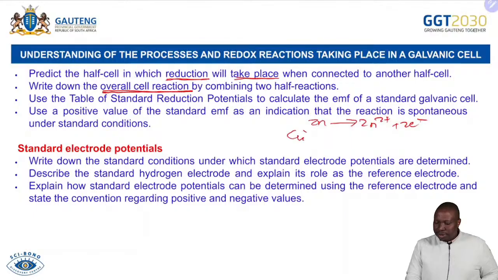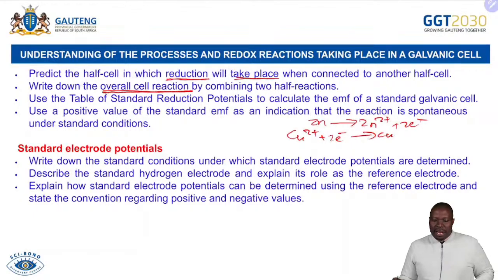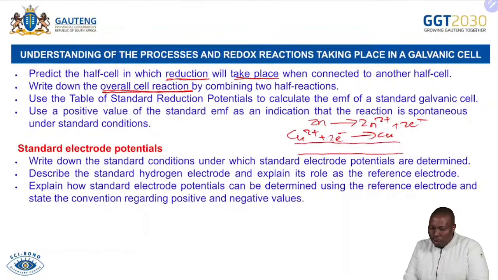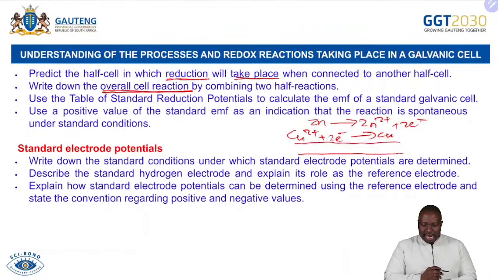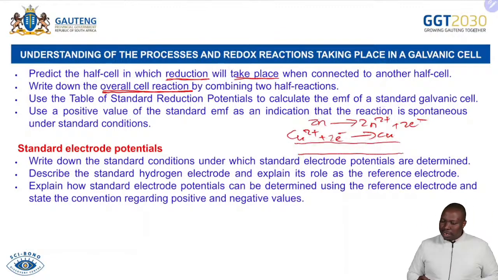Copper 2 plus ions can gain electrons at the cathode to form copper. And then I'm saying to you now, we must be able to come up with the overall cell reaction by combining these two, and that's what we are definitely going to do, and you will appreciate that important aspect of this.